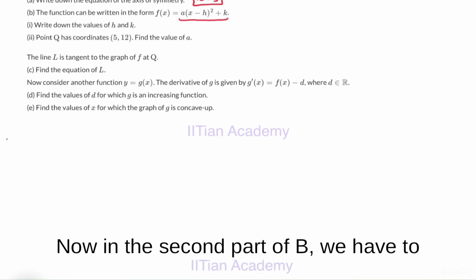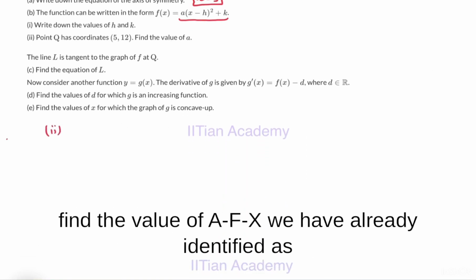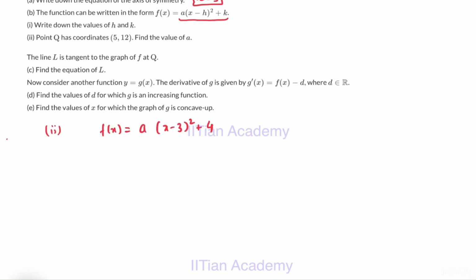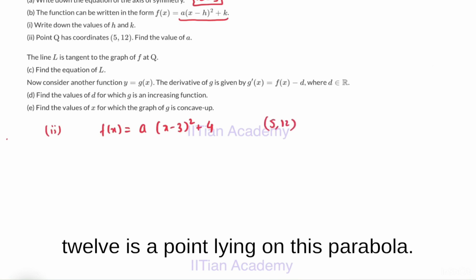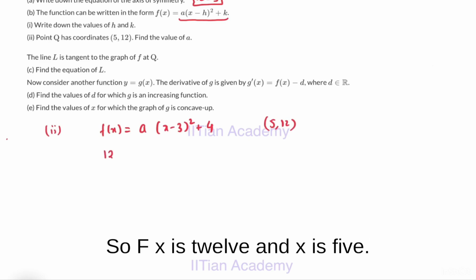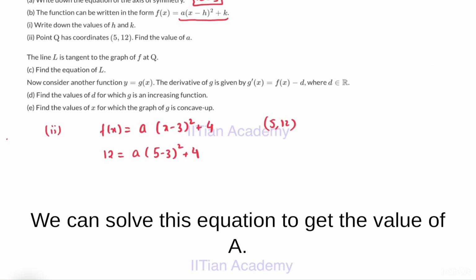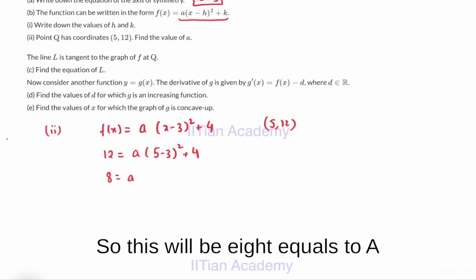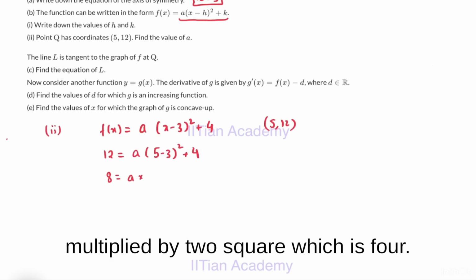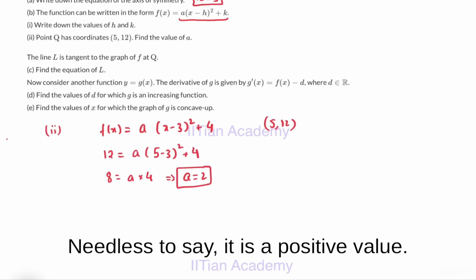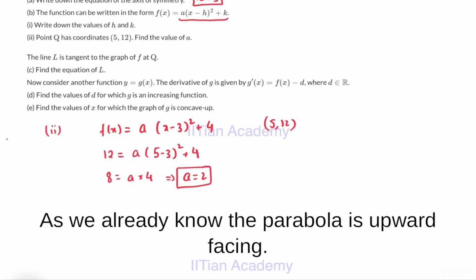Now in the second part of B, we have to find the value of a. f(x) we have already identified as a times (x minus 3) squared plus 4. Now we are also given that (5, 12) is a point lying on this parabola. So f(x) is 12 and x is 5. So 12 equals a times (5 minus 3) squared plus 4. We can solve this equation to get the value of a. So this will be 8 equals a multiplied by 2 squared, which is 4. So the value of a comes out to be 2. Needless to say, it is a positive value as we already know the parabola is upward facing.